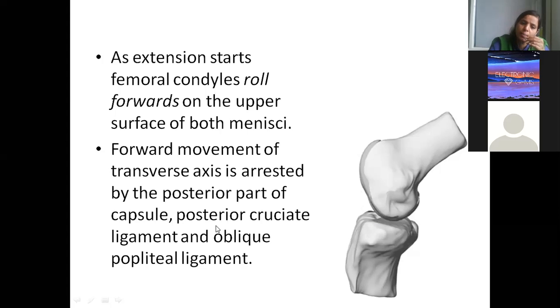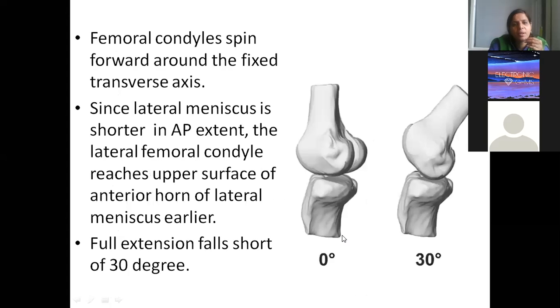The posterior cruciate ligament and the oblique popliteal ligament also prevent it. These are the things not letting the condyles move backwards, which facilitates movement from flexion towards extension, from behind to forwards. What are those factors preventing this? The posterior part of the capsule, posterior cruciate ligament and oblique popliteal ligament. So the femoral condyles will spin forwards around a fixed transverse axis. These are the movements you have started from flexion, and now you are moving towards extension.